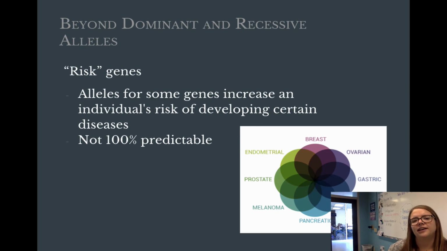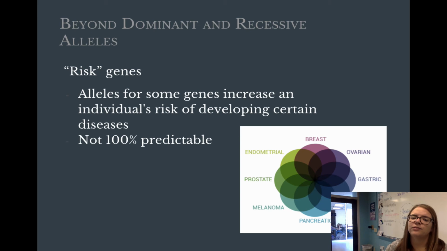Another kind of complex inheritance are called risk genes. So this is where a form of the gene puts you at an increased risk for certain diseases. So a lot of cancers are risk genes, right? So rather than you just know for sure you're going to have it, a risk means you're at a higher chance of getting it than the average person. So it's not fully predictable, right? So I might be at a higher chance for ovarian cancer and I might never get ovarian cancer. Or I might be at the normal chance of ovarian cancer and I might get it, right? So it's not as predictable as some of these other disorders.